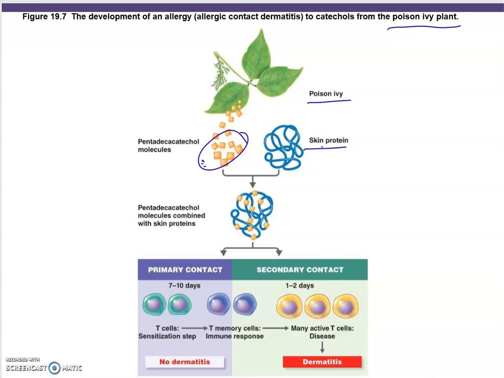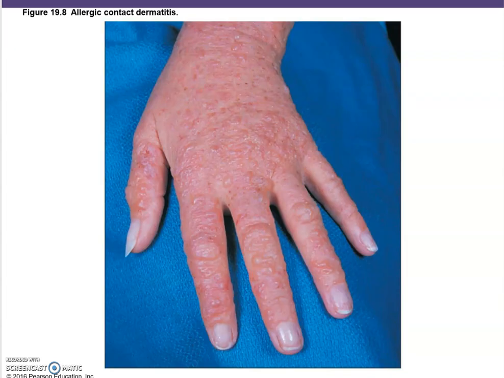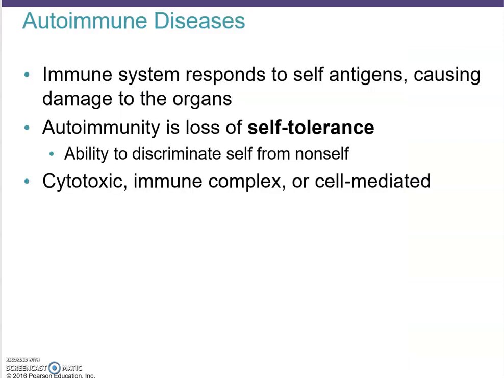You're just activating these T cells, these T memory cells, that then on a secondary contact will be activated and release cytokines, and they produce then the dermatitis, the inflammatory response. Here you have an image that shows somebody's hand that has allergic contact dermatitis, for example, after exposure to poison ivy.